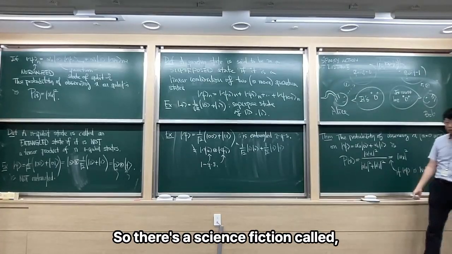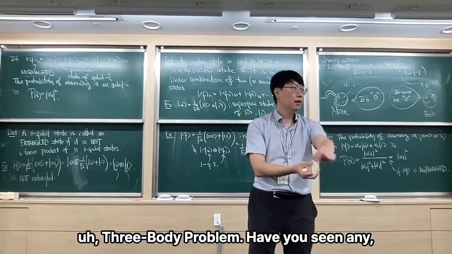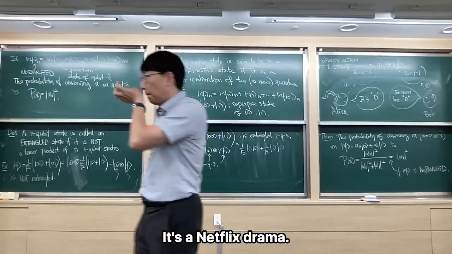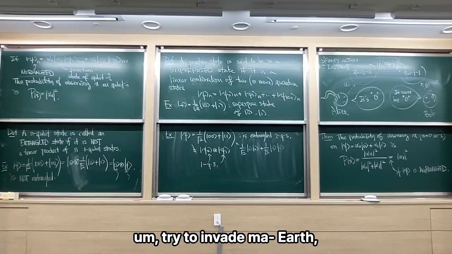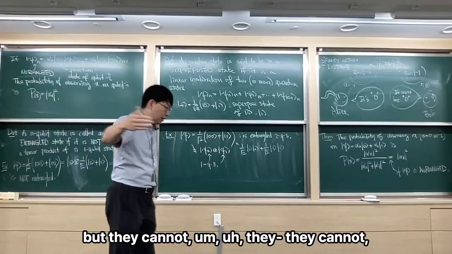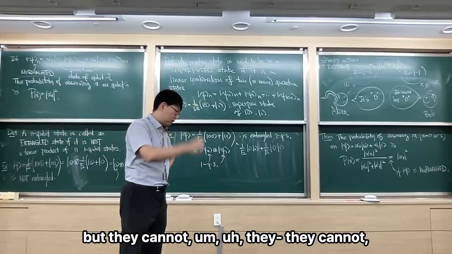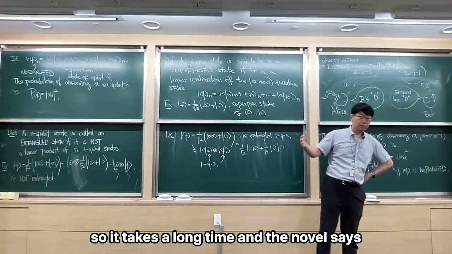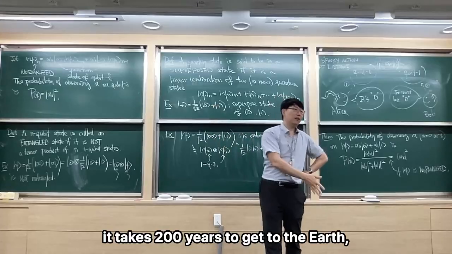So there's a science fiction called Three-Body Problem. Has anyone seen the Three-Body Problem? It's a Netflix drama. And in Three-Body Problem, there is an alien species that tries to invade Earth, but they cannot travel faster than the speed of light, so it takes a long time. And the novel says it takes 200 years to get to the Earth.